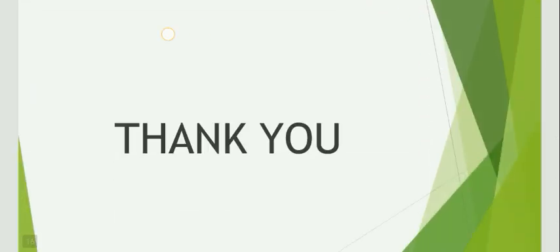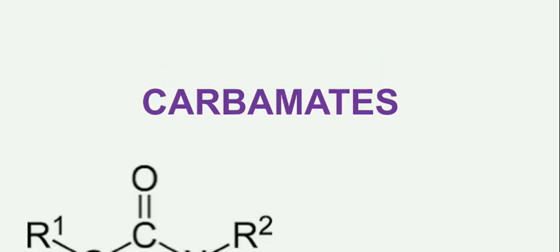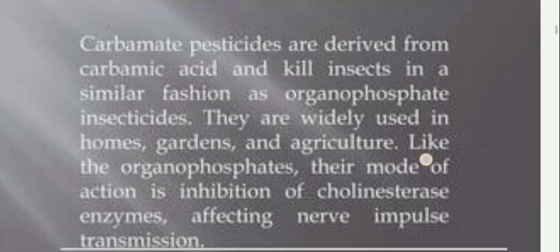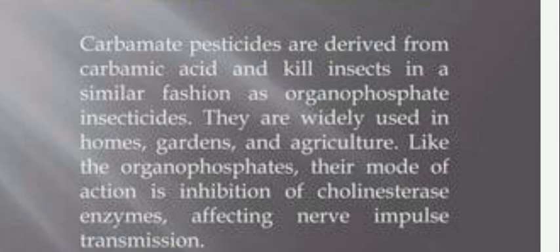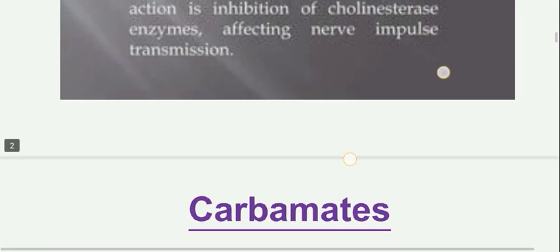Next is about carbamates. Carbamate pesticides are derived from carbamic acid and kill insects in a similar fashion as organophosphate insecticides. They are widely used in homes, gardens, and agriculture. Like the organophosphates, their mode of action is inhibition of the cholinesterase enzyme, affecting nerve impulse transmission.